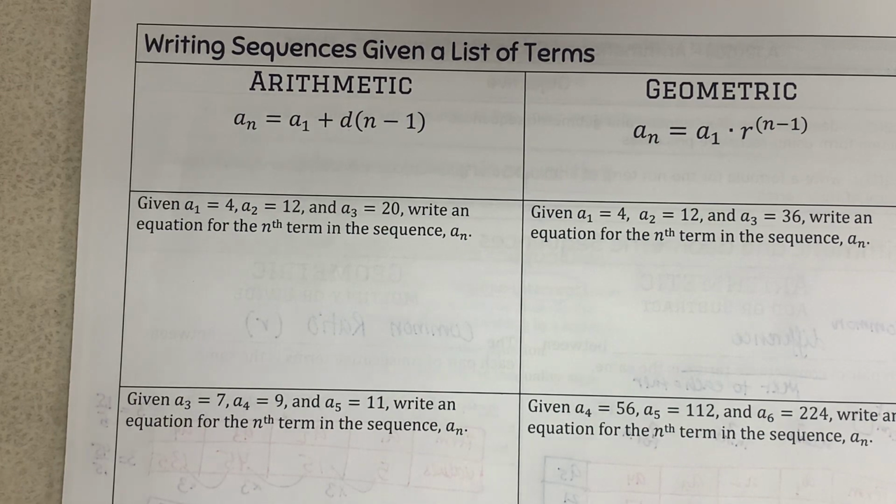All right, so the next one is writing a sequence given a list of terms. So I have the terms and I have to figure out the sequence, which is extremely easy. You have the formulas given to you. So I'm just going to use the formulas, plug in my numbers, and solve.